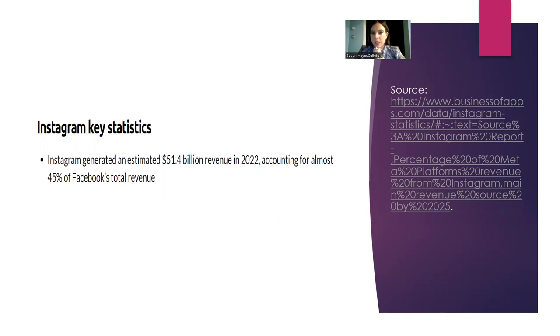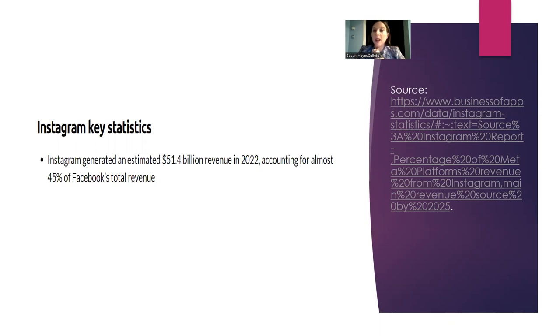That's gross money that it took in, mostly in advertising. And that accounts for almost 45% of Facebook's total revenue. Now, if I was right with my 450 staff, or if it's more accurately 1,000, even if it's more accurately 5,000, look at the amount of people that Instagram employs relative to Facebook. Massive difference. Also, Facebook bought Instagram for $1 billion just over a decade ago.